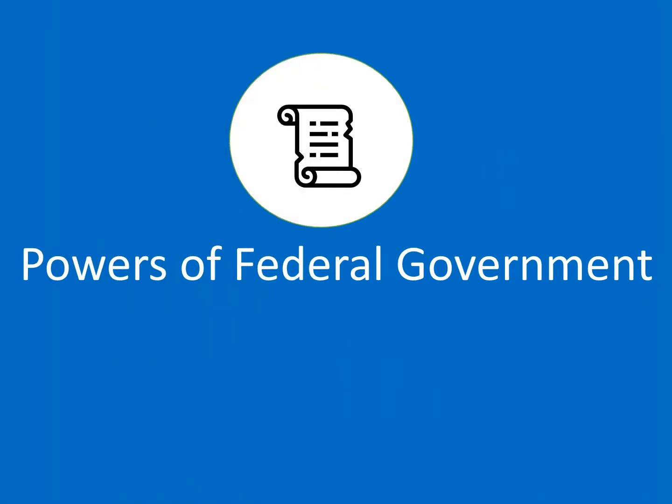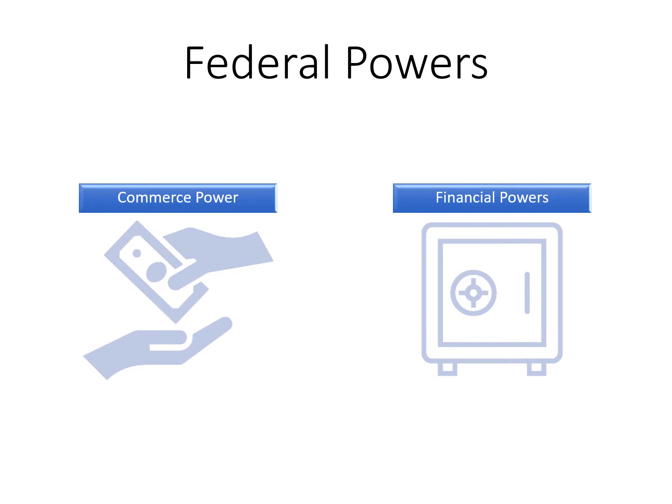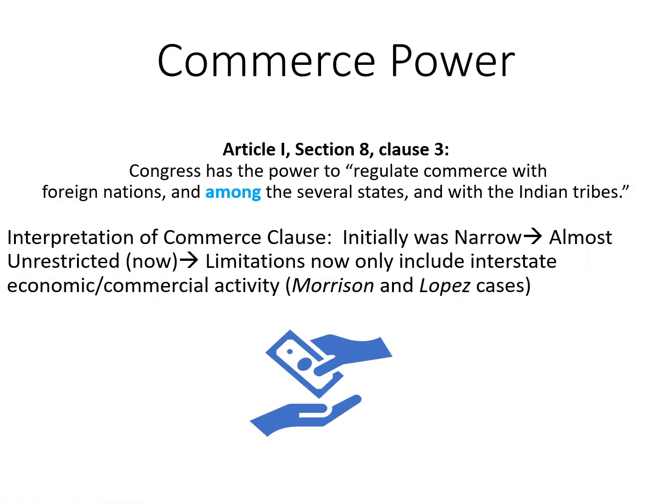Let's first look at the express powers given to the federal government in the U.S. Constitution. There are two primary powers that have been delegated to the federal government by the states, and they are the commerce power and financial powers. So let's look at that. The commerce power is found in Article 1, Section 8, Clause 3 of the Constitution, and it reads, Congress has the power to regulate commerce with foreign nations and among the several states and with the Indian tribes. Those are the three groups.